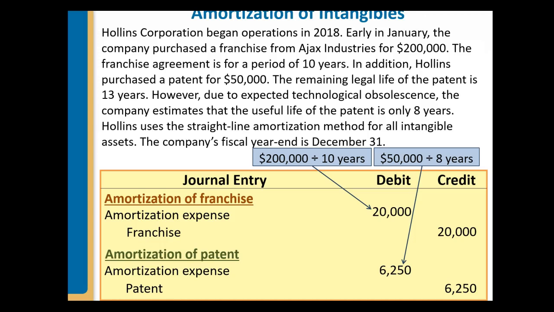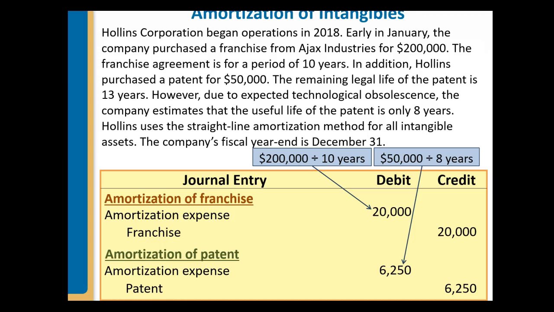As you see here, Hollis Corporation began operations in 2018. Early in January, the company purchased a franchise from Ajax for $200,000. The franchise agreement is for a 10-year period. In addition, Hollis purchased a patent for $50,000. The remaining legal life of the patent is 13 years, but due to expected technological obsolescence, the company estimates that the useful life of the patent is only 8 years. So Hollis uses the straight line amortization method for all intangible assets.